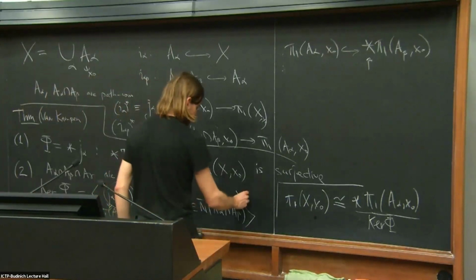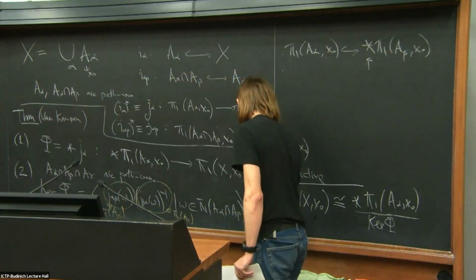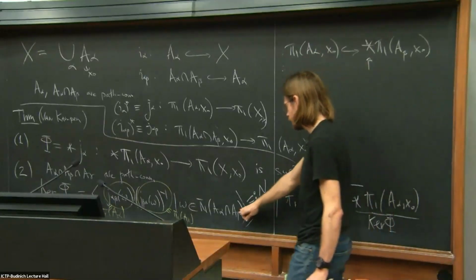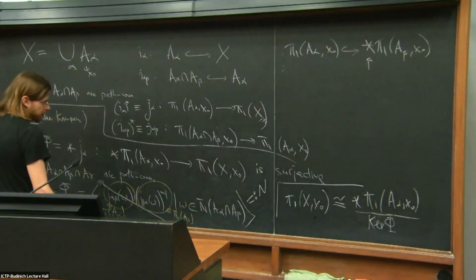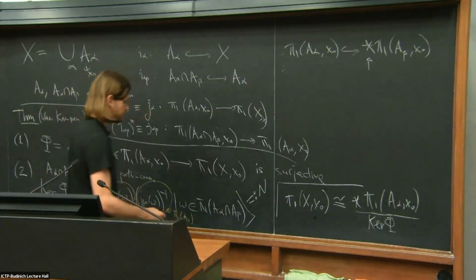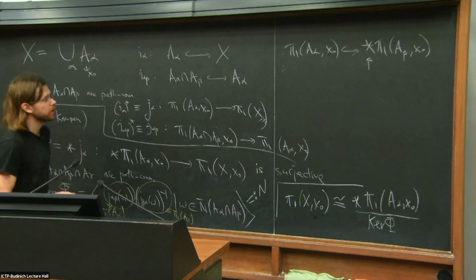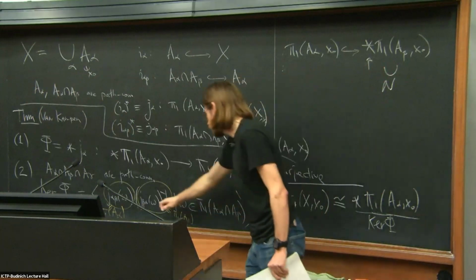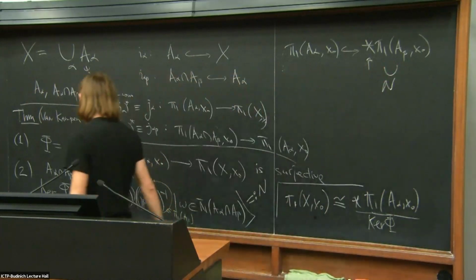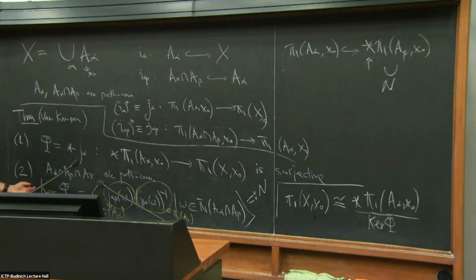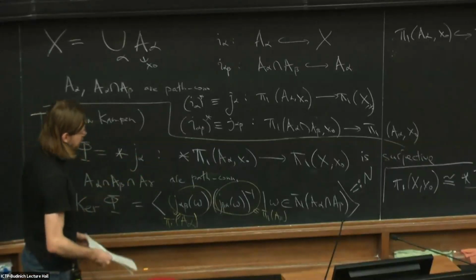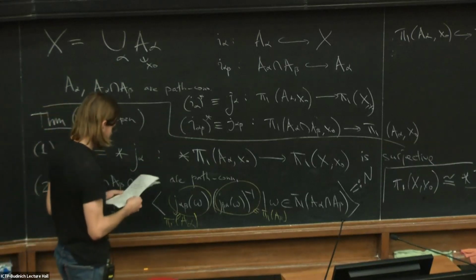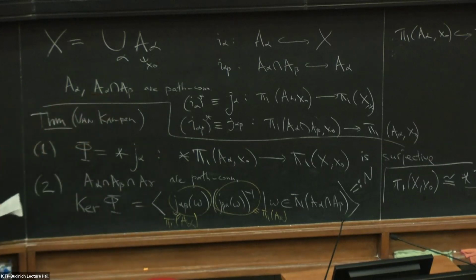So let me denote this subgroup just by N. This is the definition of N as a subgroup defined by these generators. And the statement which we want to prove is that the kernel is equal to this subgroup N. That is what is formulated. So any other questions about the formulation of the theorem?